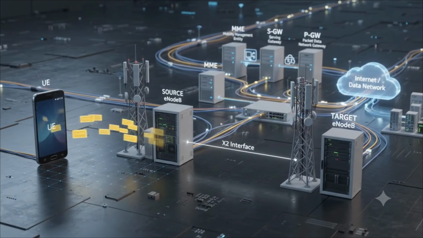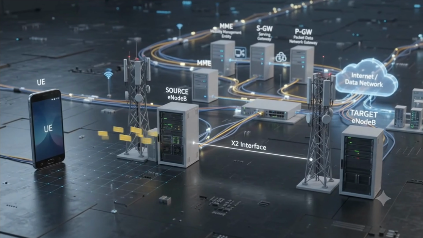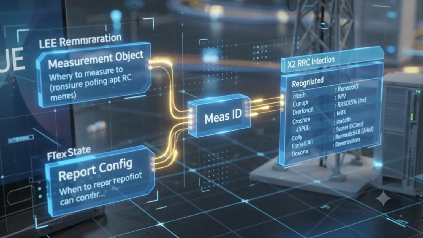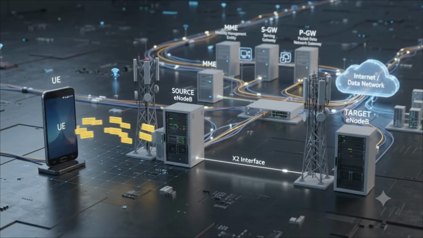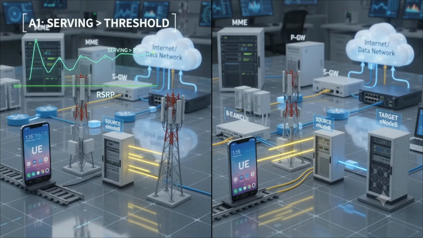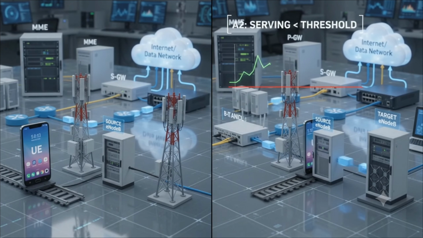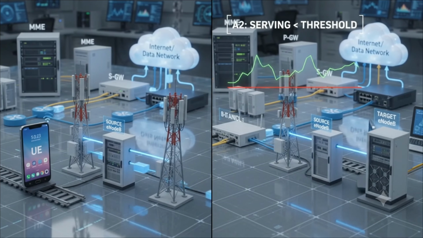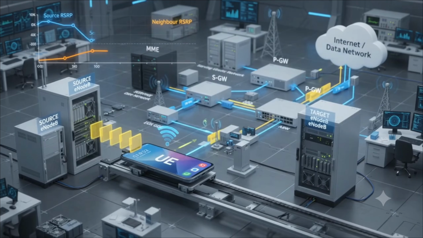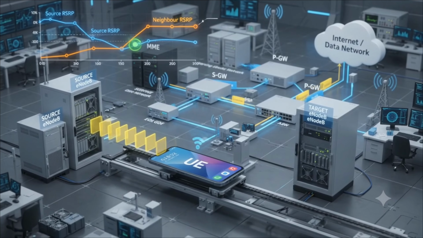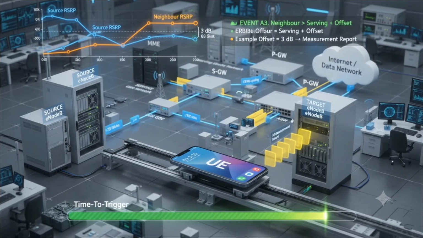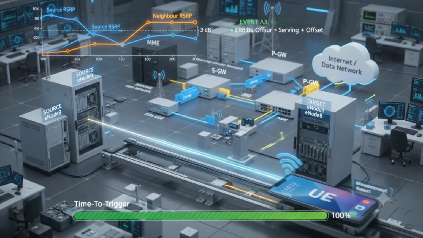mobility. Before mobility can be evaluated, the source eNodeB configures UE measurements through RRC, including measurement objects, report configurations, and event parameters. Event A1 reports when the serving cell becomes better than a configured threshold. Event A2 reports when the serving cell becomes worse than a threshold. Event A3 occurs when a neighbor becomes offset better than the serving cell. After the configured condition persists, the UE sends a measurement report.